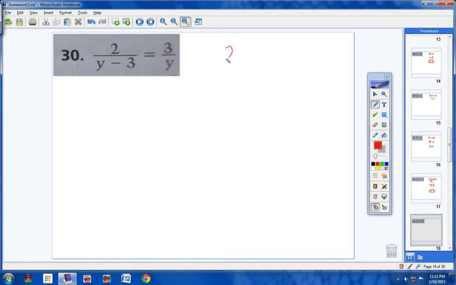Alright, number 30, here we go. 2 times y is 2y. 3 times y minus 3 is 3 times y, 3y. 3 times negative 3 is a negative 9. Now bring the 3y over and make it a negative 3y. So now we're left with 2 minus 3, negative 1y equals, and of course this is gone. We moved it over to the left side. Bring down your negative 9. Divide both sides by a negative 1. And y equals 9. For number 30, y equals 9. Alright, let's continue on.